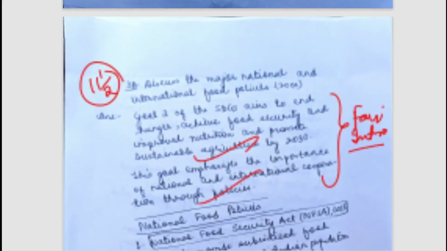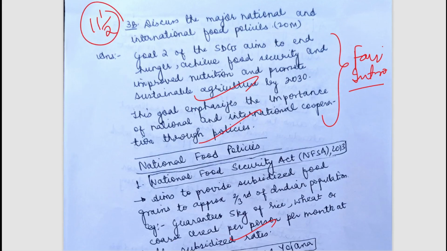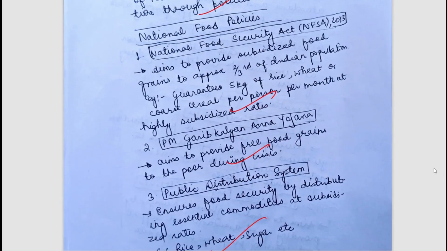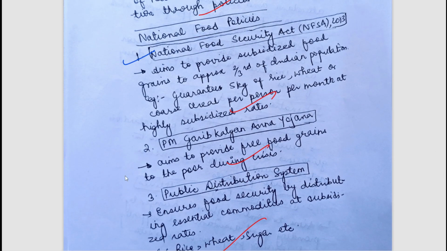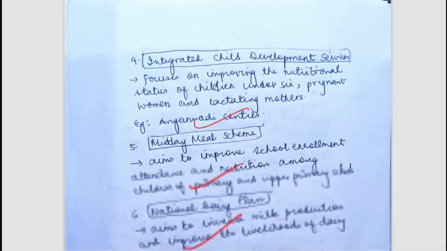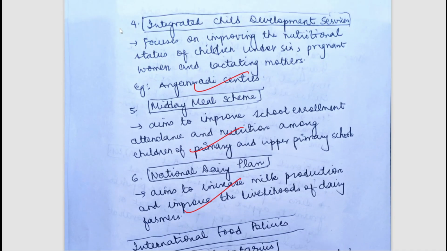Now let's move to the next question. The next question is, discuss the major national and international food policies. So let's see what the major national policies are. Major national policies are the National Food Security Act, PM Garib Kalyan Anna Yojana. You can pause and read it in a bit more detail if you want. Public Distribution System, we have the Integrated Child Development Scheme, Midday Meal Scheme, National Dairy Plan. So these are some of the national policies.